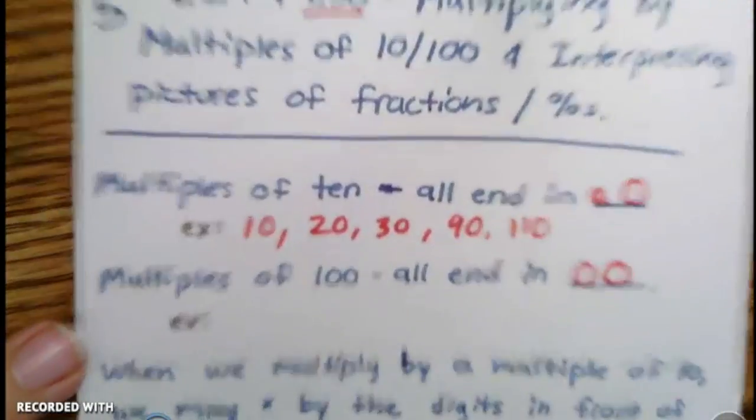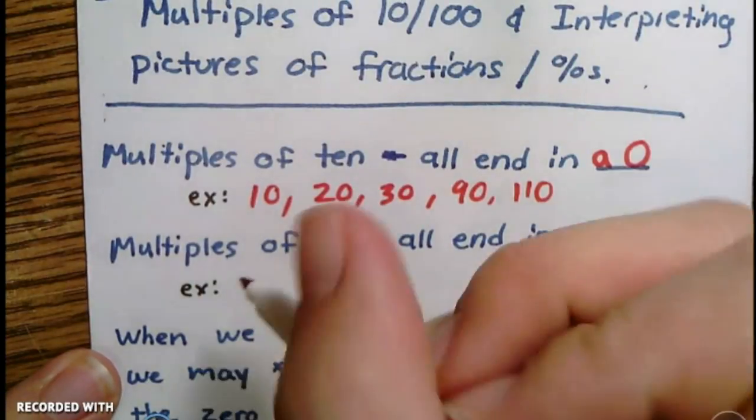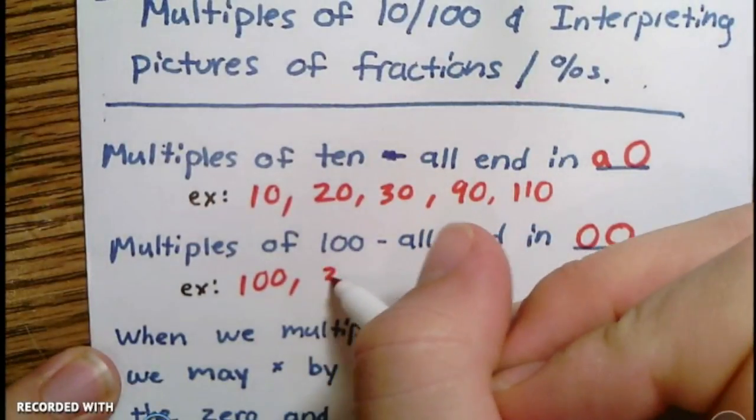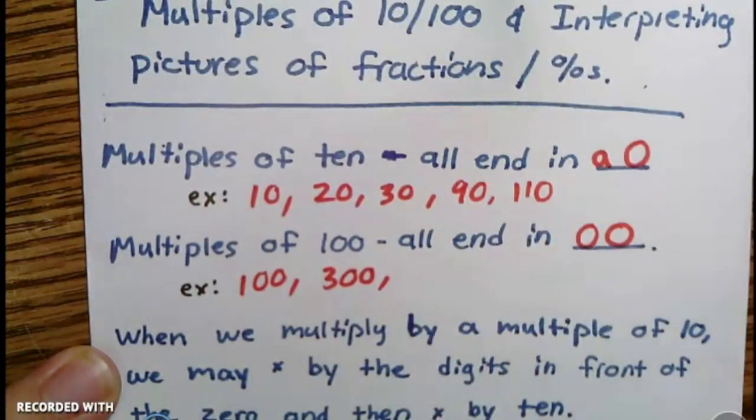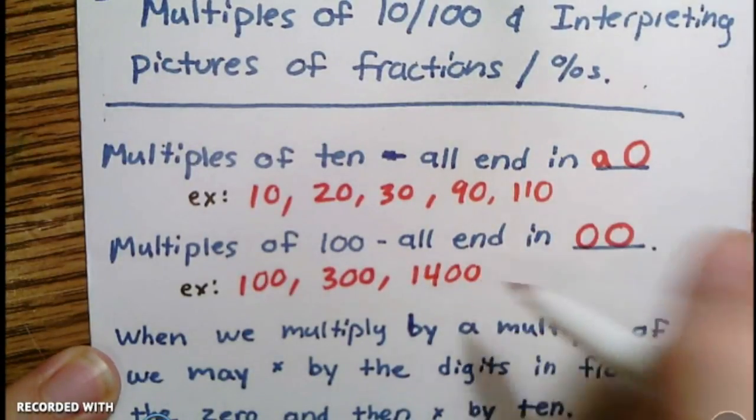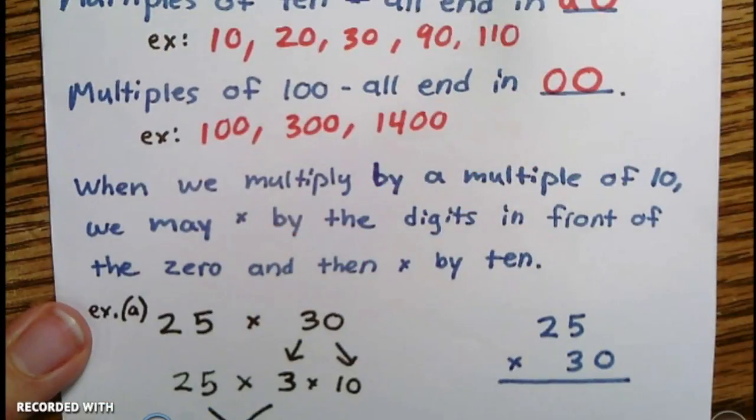Multiples of 100 all end in at least 2 zeros. So 1 times 100 would be 100, 3 times 100 would be 300, 14 times 100 would be 1,400. When we multiply by a multiple of 10, we may multiply by the digits in front of the 0 and then multiply by the 10.